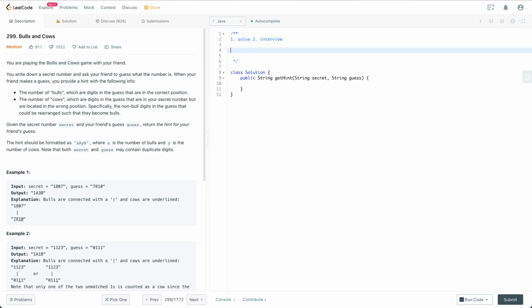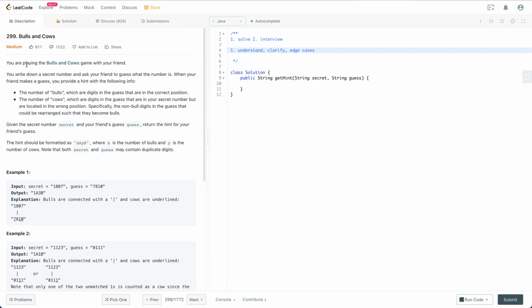So let's get started. Remember, in a real interview, the first step is always to try to understand the question. If there's anything unclear, please bring up the question to the interviewer, so don't be shy. And at the same time, think about some edge cases. So let's take a look at this question.